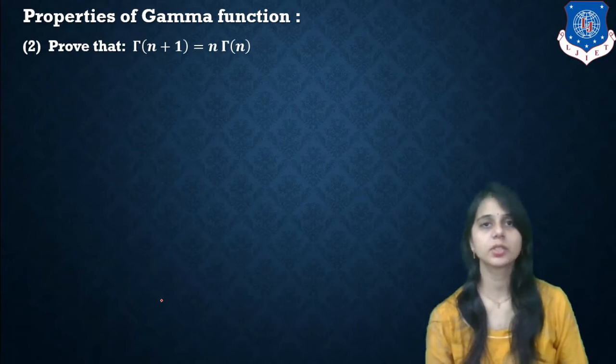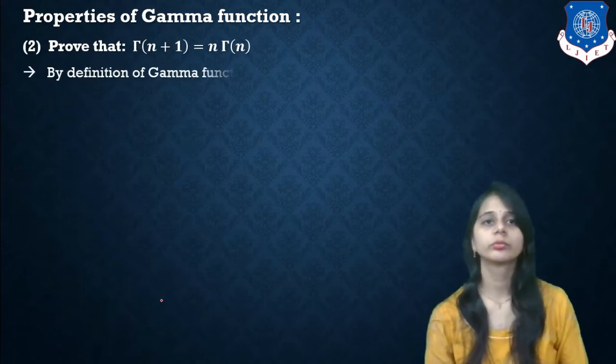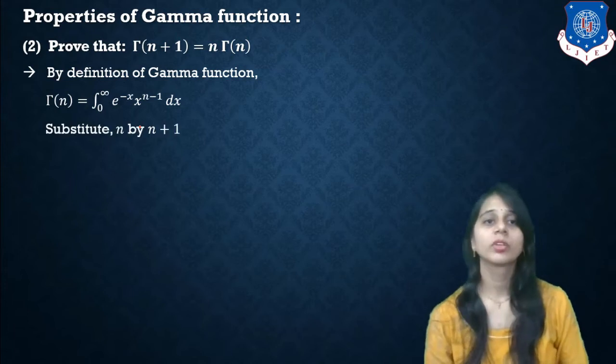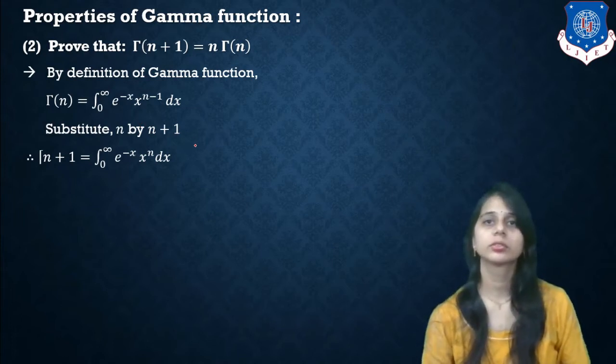Prove that gamma n plus 1 equals n gamma n. By the definition of the gamma function, integral 0 to infinity e raised to minus x, x raised to n minus 1 dx. Substitute n by n plus 1. Gamma n plus 1 equals integral 0 to infinity e raised to minus x, x raised to n dx.